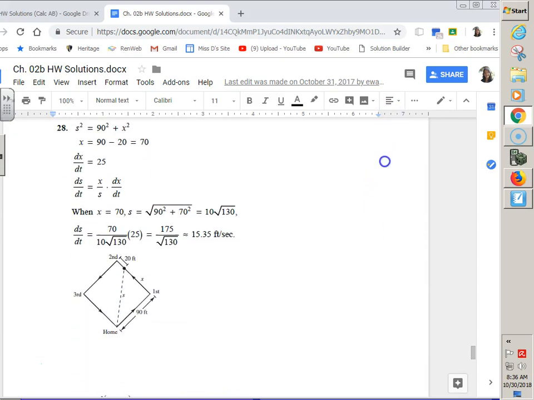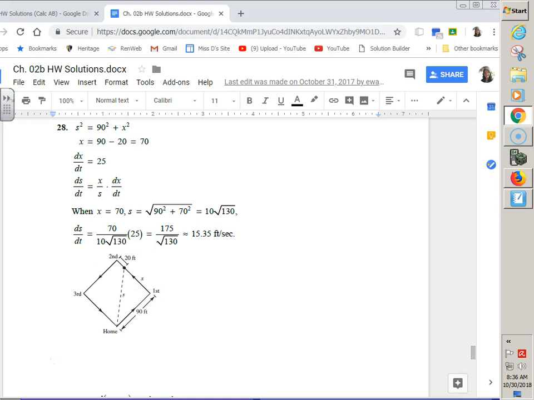Number 28. That was the Pythagorean theorem one. How'd they plug in 90? Like the example we did in class, that constant. The player runs from, what's he running from, first to second? As a player runs from first to second, the distance from home to first isn't changing. He's over here, so his distance to the plate is changing, but not this.